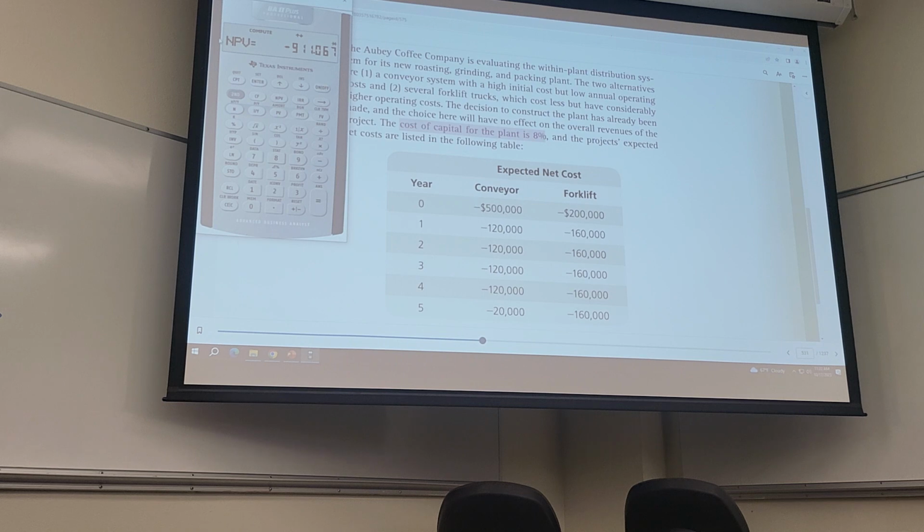Let's go back and let's do the forklift. So let's go back in here, let's clear the cash flows out. Let's plug in the forklift. Minus 200,000 initially. And then each year's 160 outflow, so 160 negative. And that's going to occur for 5 consecutive years, so the frequency is going to be 5 instead of 1. Okay, I want to compute the NPV once again, so 8%. And NPV is, let's say, 839. So this is the forklift, 839.